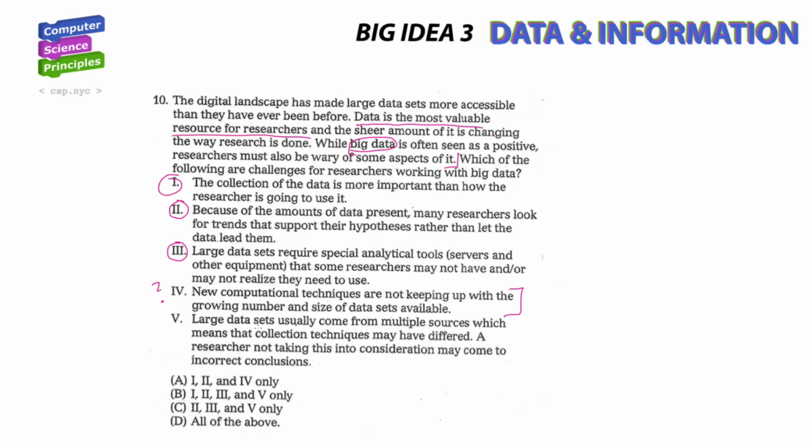And 5, large data sets usually come from multiple sources, which means that collection techniques may have differed. So that's kind of what I was mentioning in connection with the first one up here. A researcher not taking this into consideration may come to incorrect conclusions. So 5 I'm also thinking is correct. So if we can discount 4, then we discount all of the above. And this leaves us with 1, 2, 3, and 5. So that would be B.